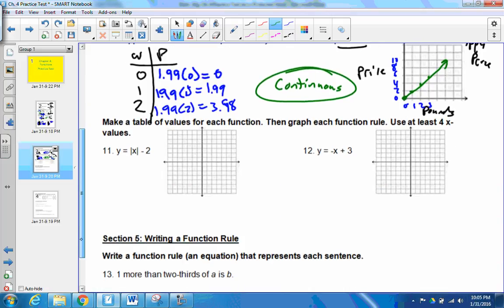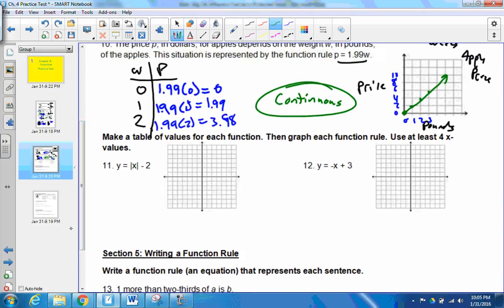Alright, then the second part of this, it says make a table of values. This is just a general graph. We're going to leave the graph going by ones. That says make a table of values, graph the function rule, use at least 4 x values. Alright, so let's do that.